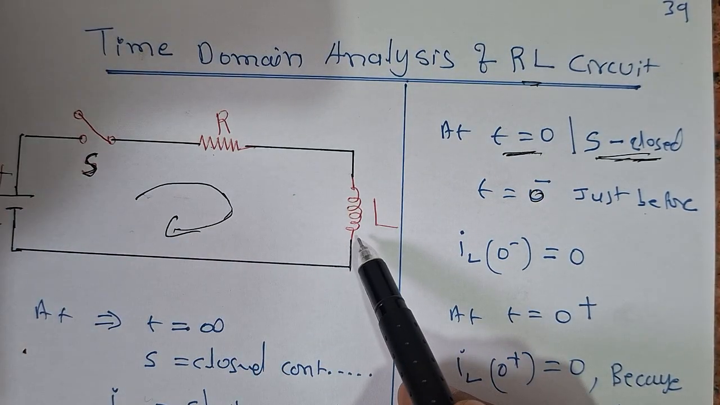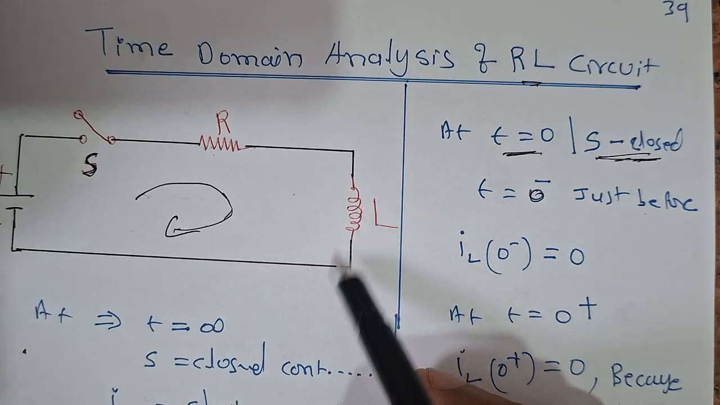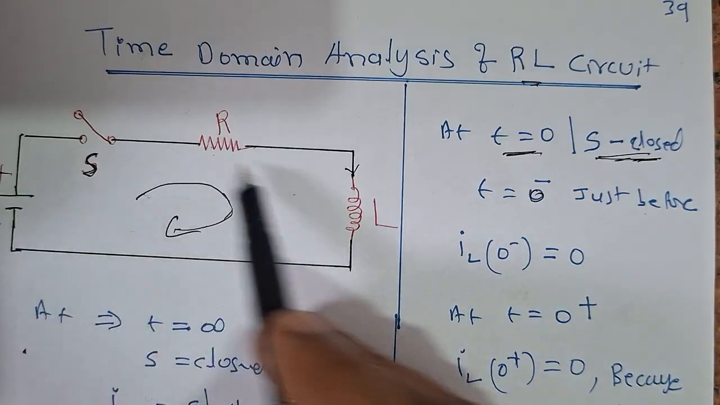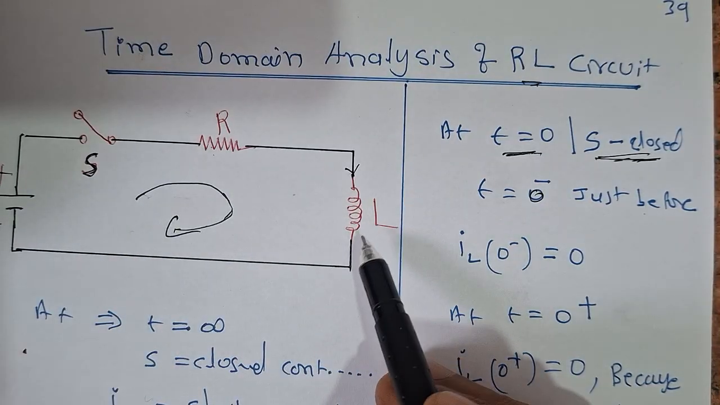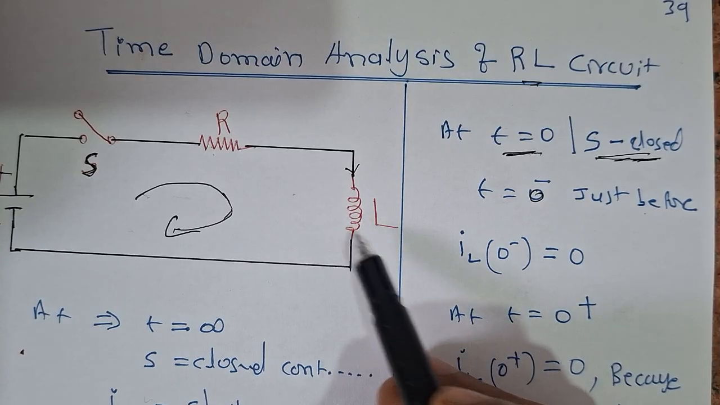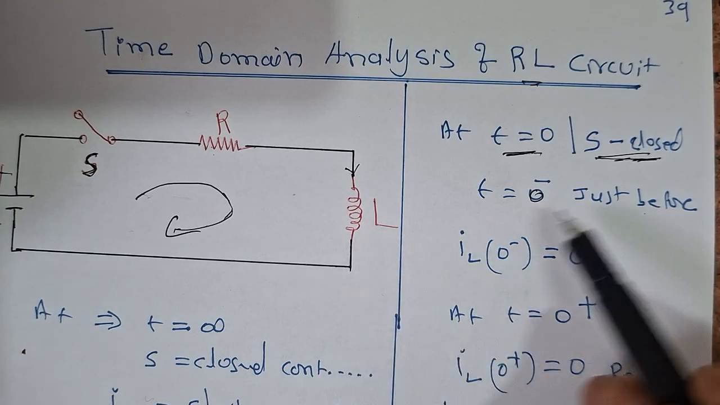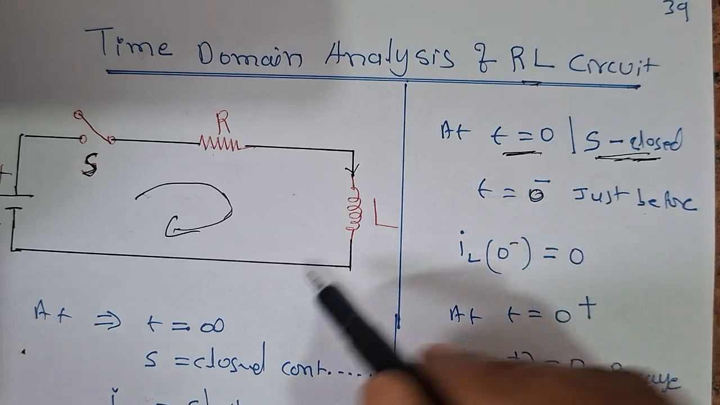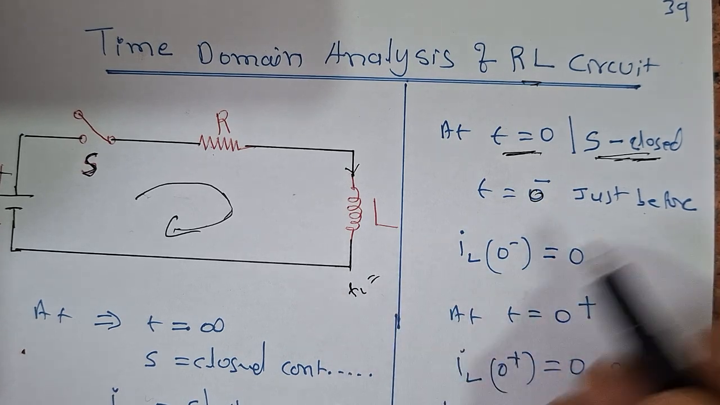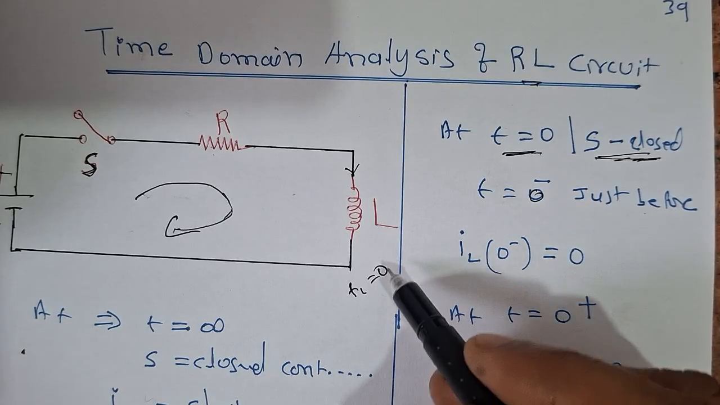So what is the definition of inductance? An inductor doesn't allow a sudden change of current. So when you apply a sudden voltage to the inductor, it doesn't allow current to flow suddenly. Therefore, the inductor current at 0 plus, IL at 0 plus, is also 0.